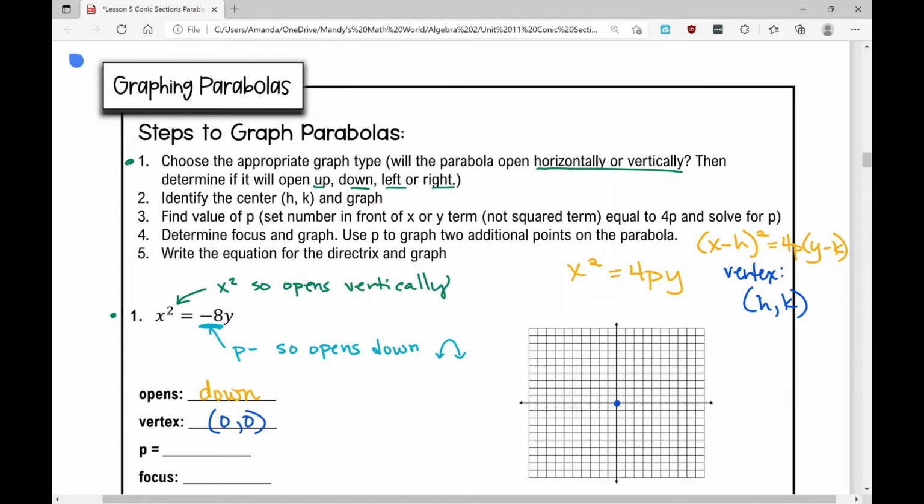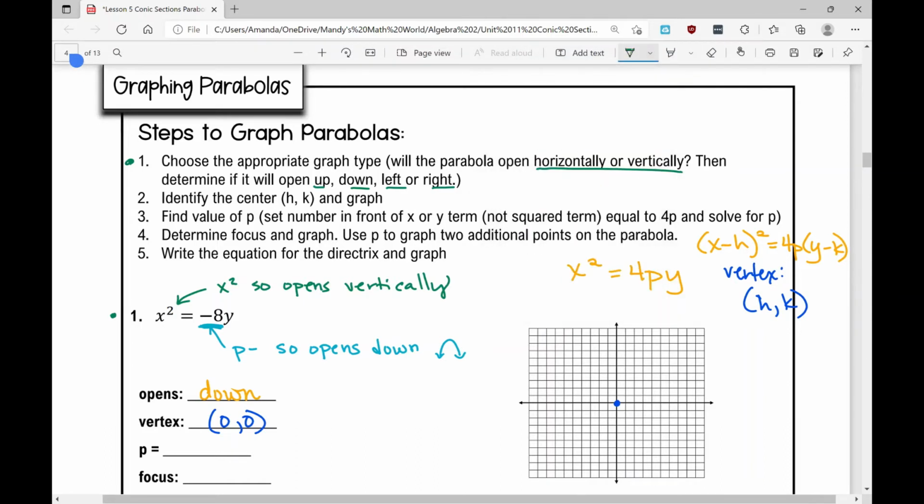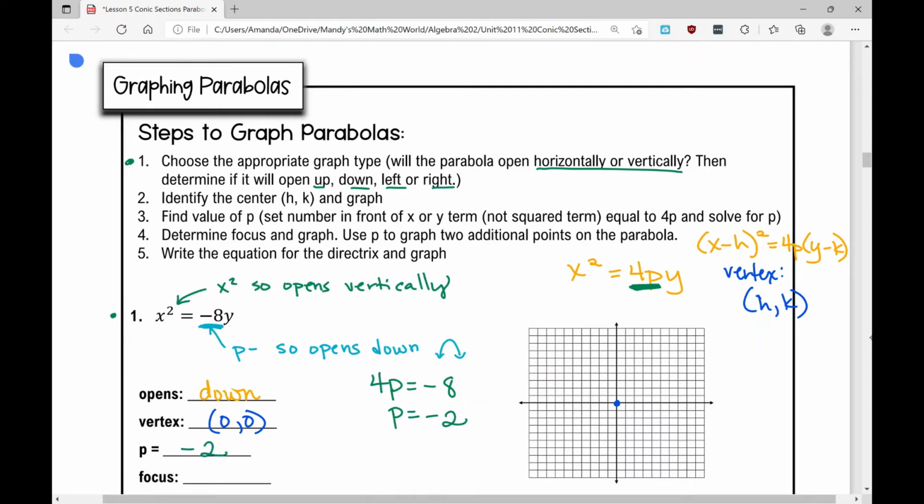So now let's find the value of p. I know that 4p is in front of y. The number in front of y is -8. So I can write an equation setting 4p equal to -8. And if I solve for p, I'm going to divide both sides by 4. So I get -8 divided by 4 is -2. The 8 is negative, so p is -2.